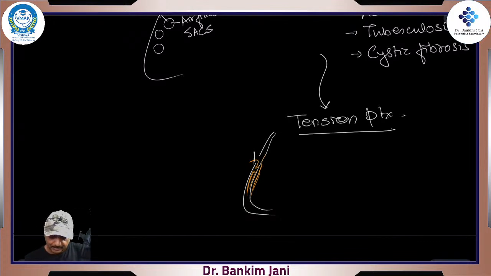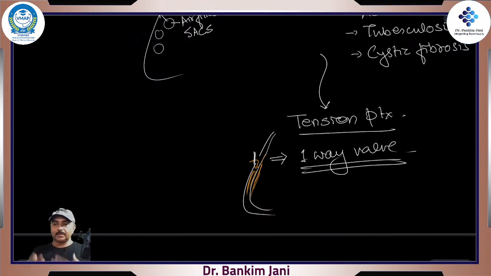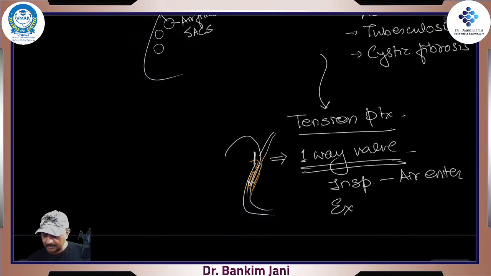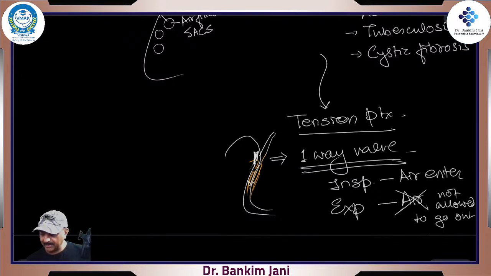But if there is a flap, there is a tissue, many times if the knife enters, that outer tissue, when it's broken, it leads to a result where it is acting like a one-way valve. And how it behaves: when the patient breathes in, during inspiration, it is all good, air enters. But on expiration, this gets sealed, so air is not allowed to go out. So this is exactly like a valve mechanism.